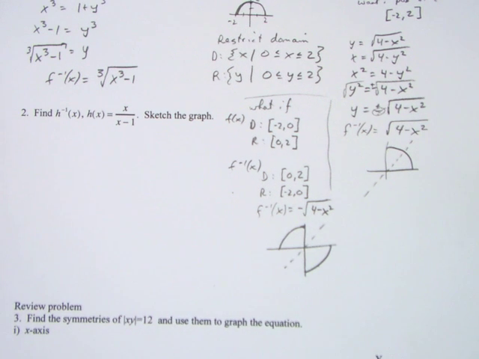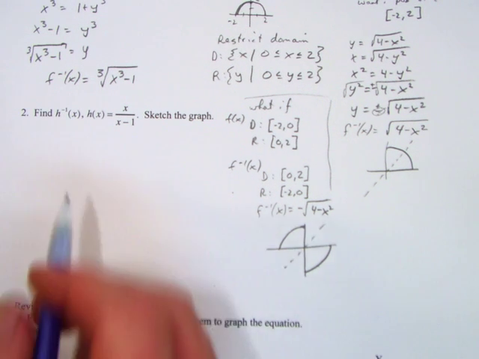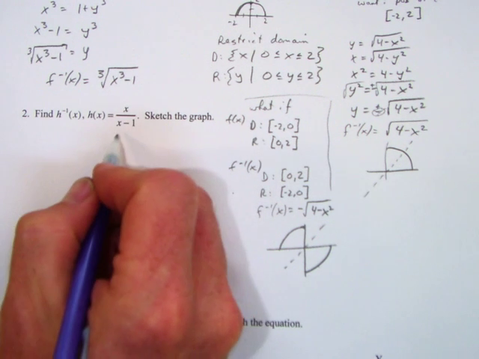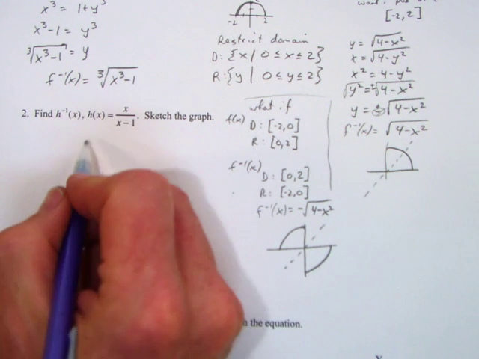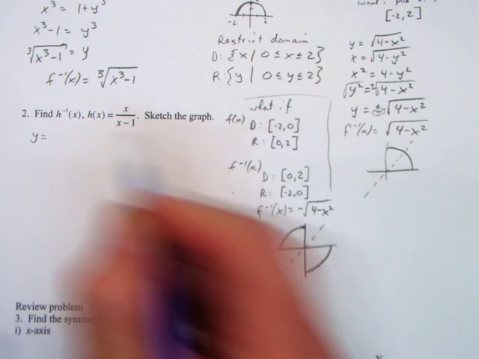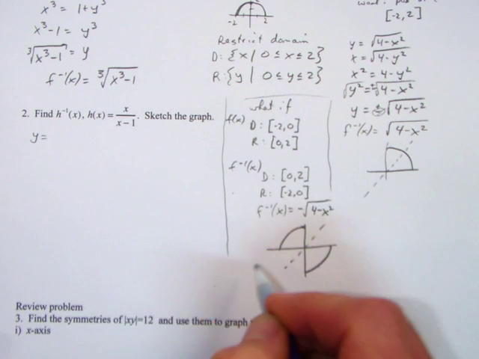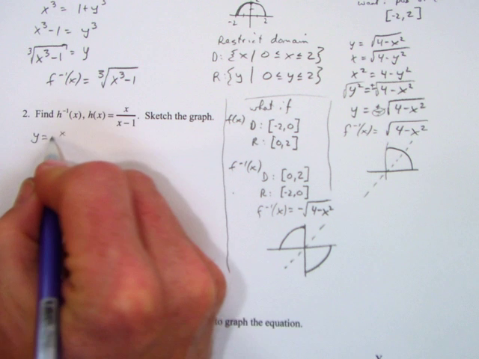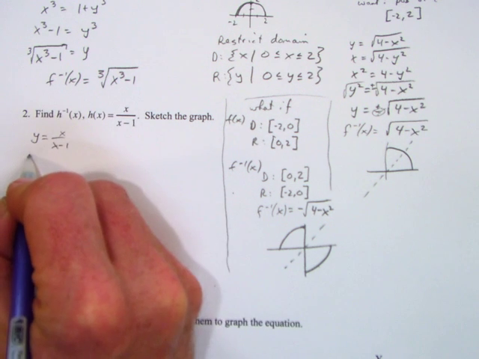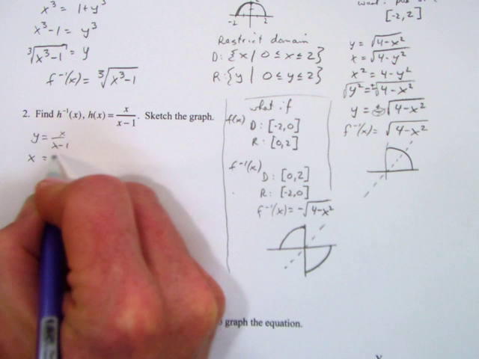All right, let's take a look at number 2. Find h inverse. Now this one's going to be a little bit harder. There's a little bit more algebra we need to do on this. So we have y equals, let me just kind of section this off. y equals x over x minus 1. And we'll switch x and y.